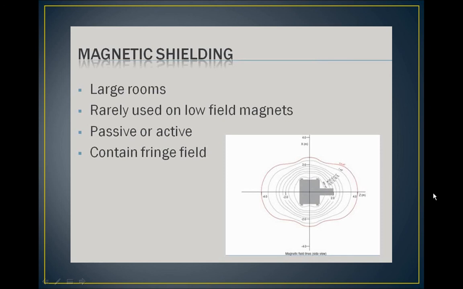As stated on the prior slide, the 5 Gauss line should be contained within the scan room. Most MRI suites are large enough for this to happen. In most cases, we, the technologists, are sitting at a scanner console, which is in or around the 1 Gauss line or less.